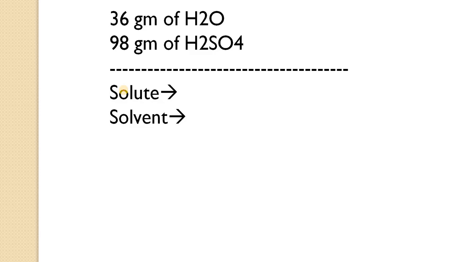I will say, 36 gram of water is less and 98 gram is more, right? So you will say the one which is less in amount should be called the solute, so 36 gram of water should be taken as the solute, and the one which is more in amount is called the solvent, so 98 gram of H2SO4 should be taken as the solvent, right? This is very simple.